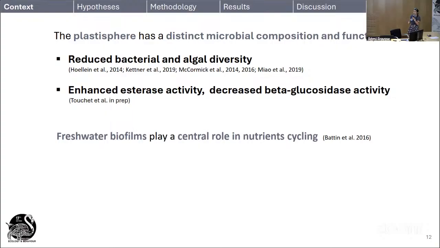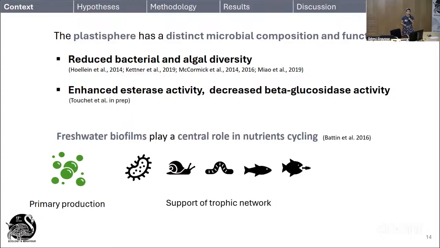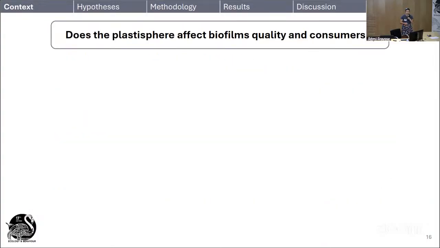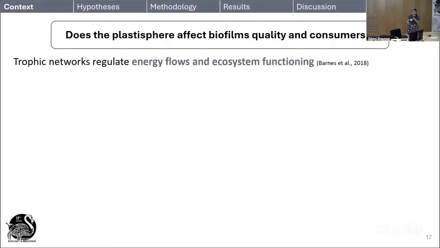Freshwater biofilms in general play a central role in nutrient cycling because they host primary producers, they support the trophic network, and they also participate in the biogeochemical fluxes of carbon and nitrogen, and thus in organic matter recycling. And so my research question was, does this plastisphere affect biofilm quality and consumers?